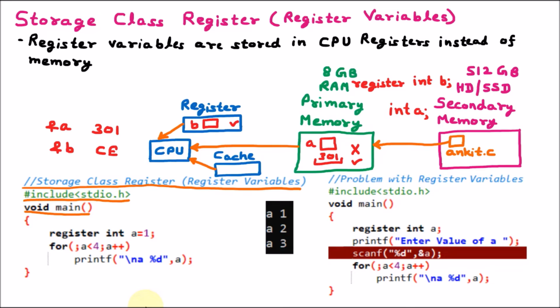Inside that, we are saying register int a. So understand that inside the register of the CPU, we have declared one variable, that is a. Now its address we don't have because this is a register variable. And a register variable is very fast because it is very near the CPU. Then afterward we are saying a = 1. That means the value of a is initialized to 1.